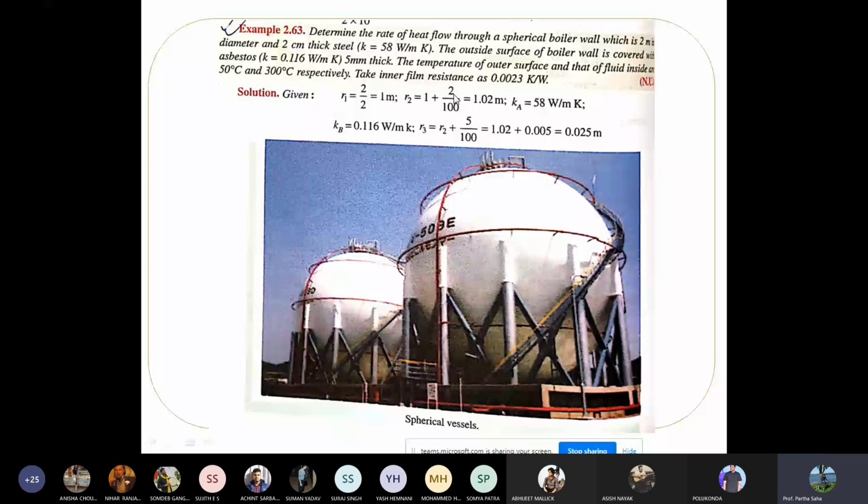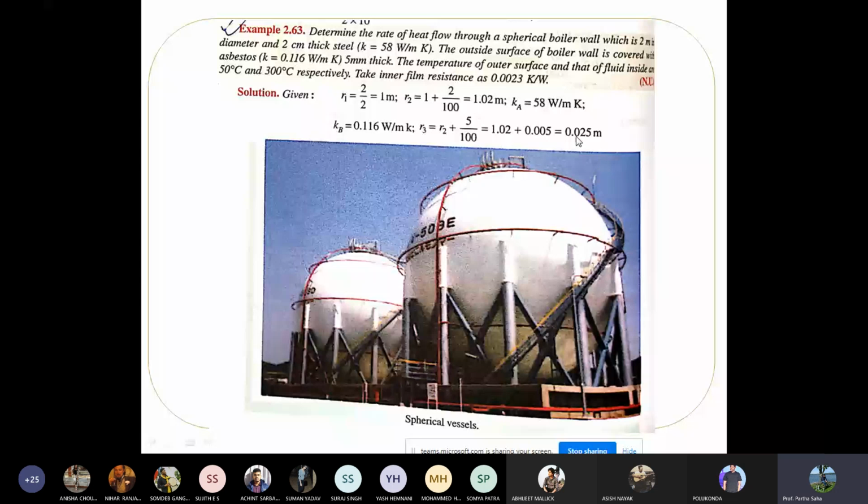Thermal conductivity of the spherical boiler is given. The Kb is for the insulation of the asbestos, which is given 0.116. R3 is R2 plus the asbestos thickness, which is 5 millimeter thick. So R2 plus R3, that is 0.025 meter. So it will be 1.025 meter, not 0.025 meter. It's a typo again.